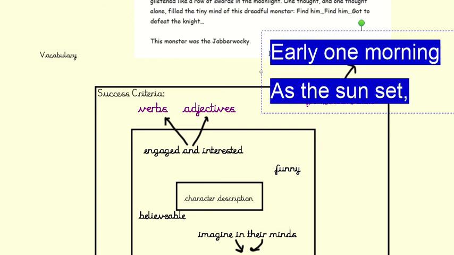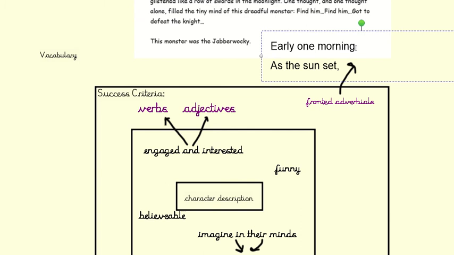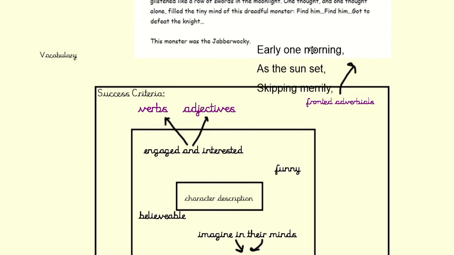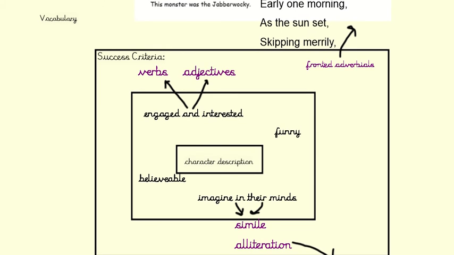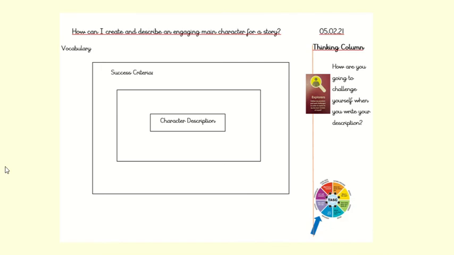Fronted adverbials can also tell us how things are being done. For example, skipping merrily. You can fill your vocabulary section with as many examples of your success criteria as possible. Try to choose examples that you're going to be able to use in your writing. So this brings us to our first learning journal entry for today.